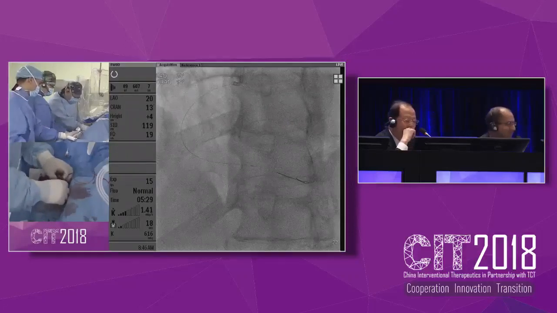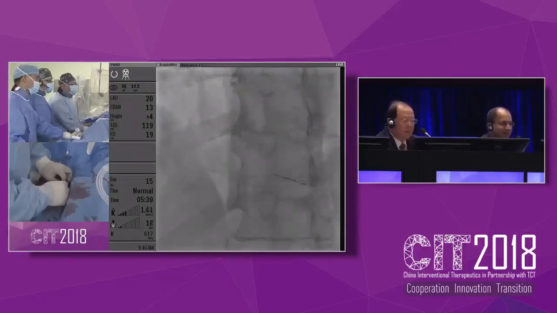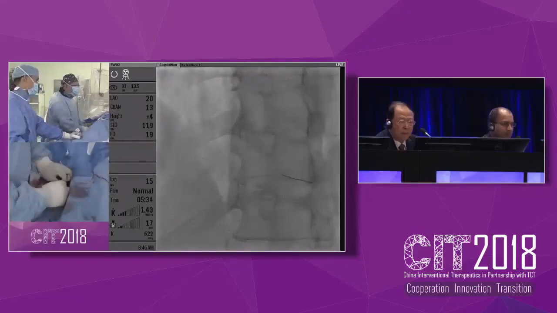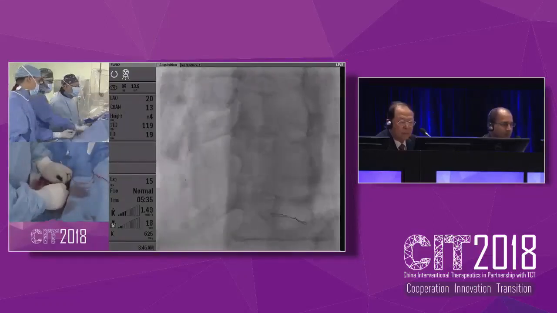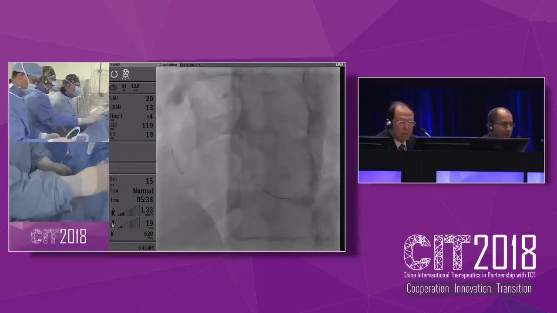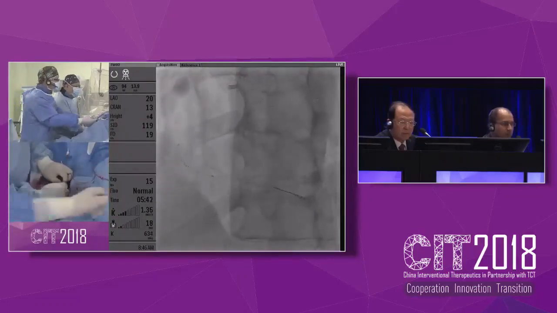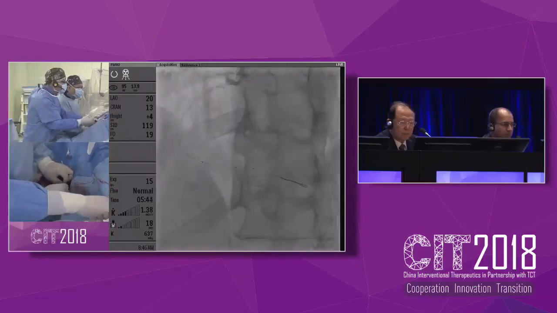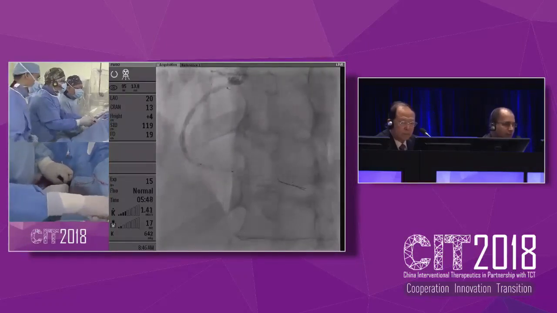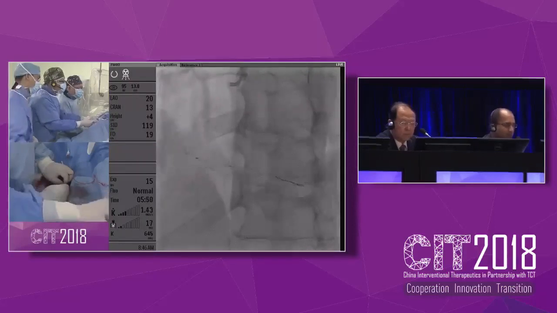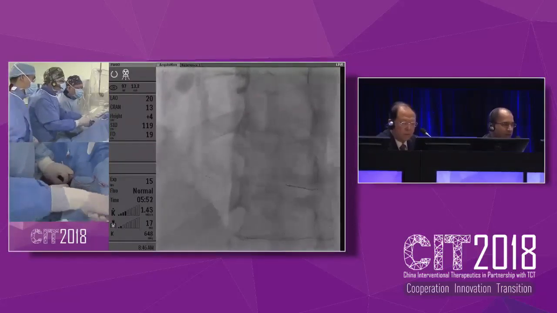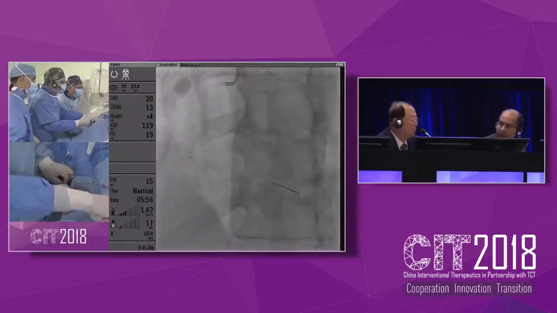Just now, I finished the pre-dilatation using the 2.5 NC balloon, and I choose a 3.5 by 18 millimeter IBS. And as far as sizing goes, you can take this up about half a size or more than that. What are the characteristics of this compared to more conventional BRS platforms?